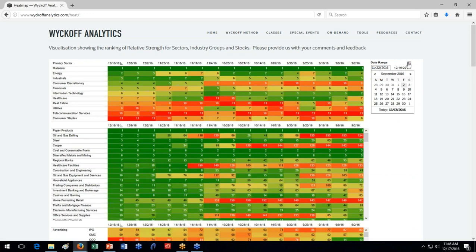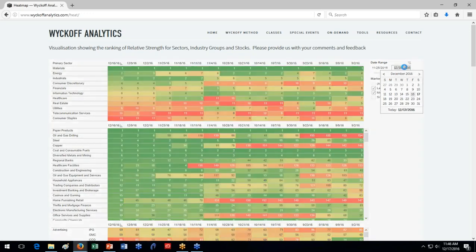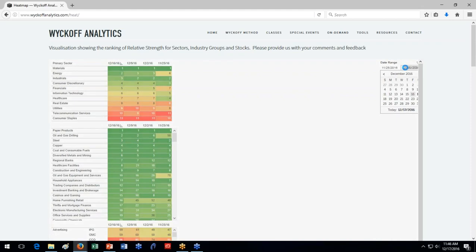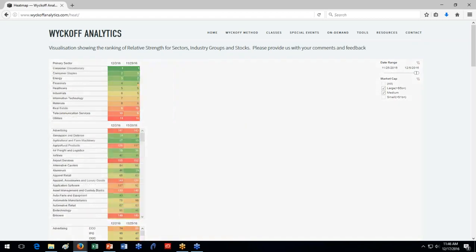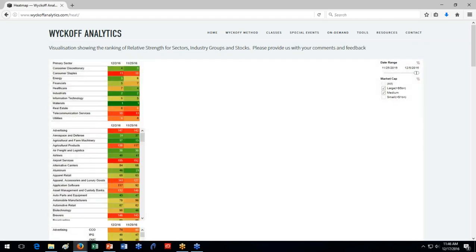25th of November 2016, and then December 5th of 2016. So I'm basically extracting the data for outperformance in a specific period of time, and this specific period of time is very small. It's only 2 weeks or even less.